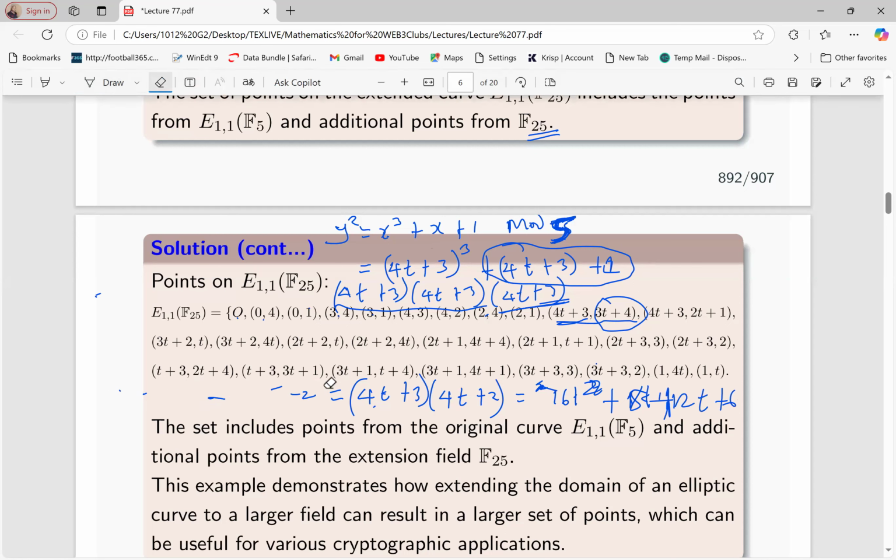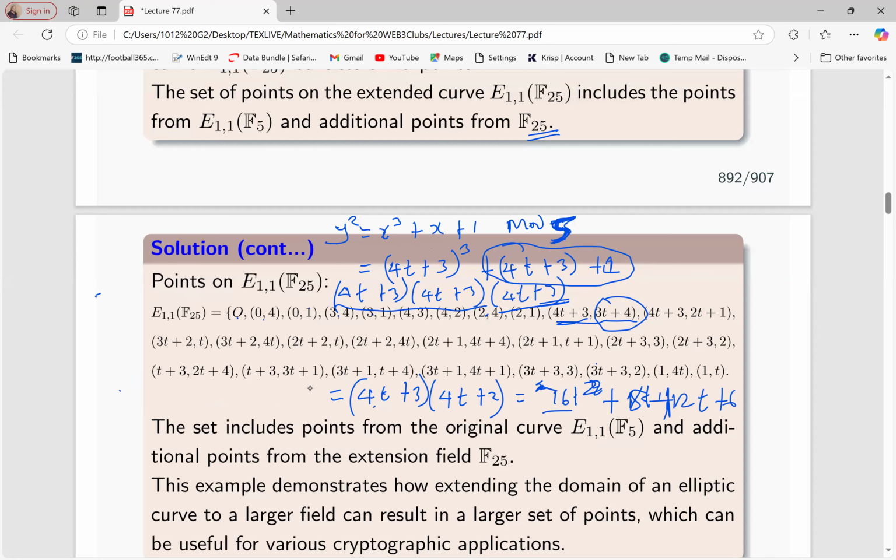So I'm just hoping that the calculation we've done is correct. That's why I'm erasing it. Now, this is 16t squared. The 16 mod 5 is 1. So in fact, we're talking of t squared. 8t plus 12t is 20t. Mod 5, that is 0. Then 6 mod 5 is 1. So then what we have is t squared, which you said is negative 2, plus 1, which is negative 1.